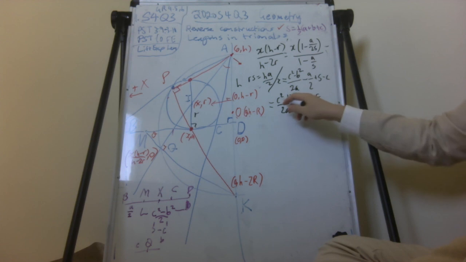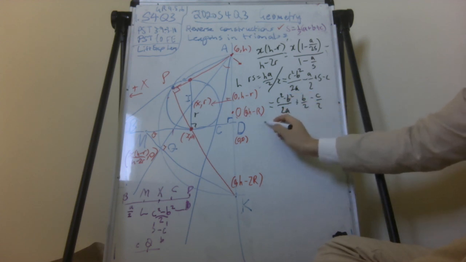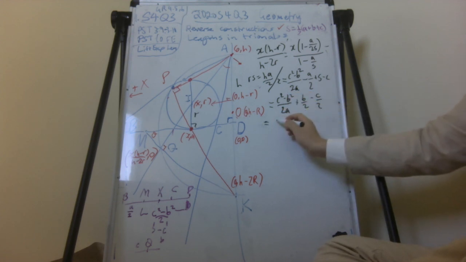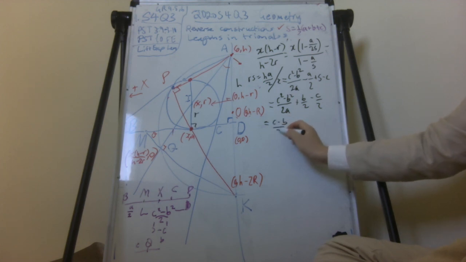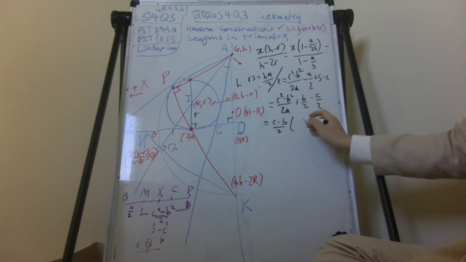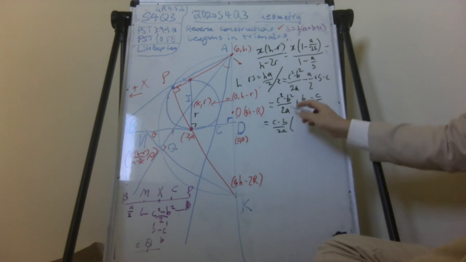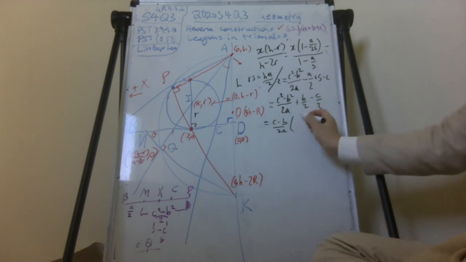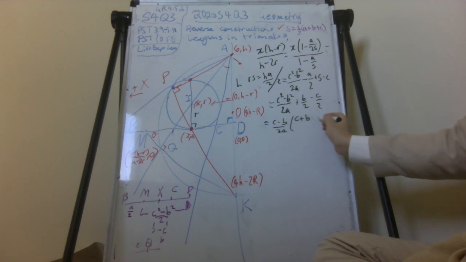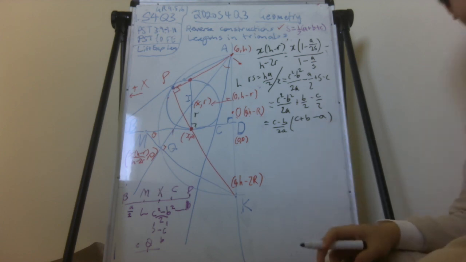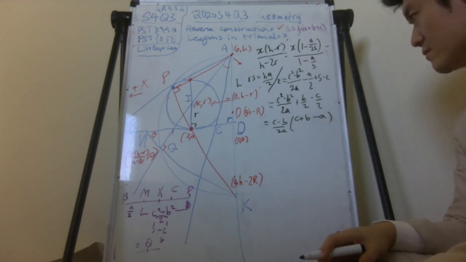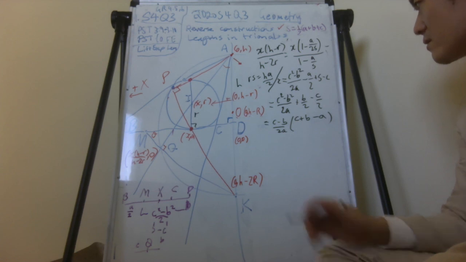There's a common factor of b minus c, so c minus b on 2. And then maybe we can take out the 2a as well. So it's c plus b minus a. So that's x.